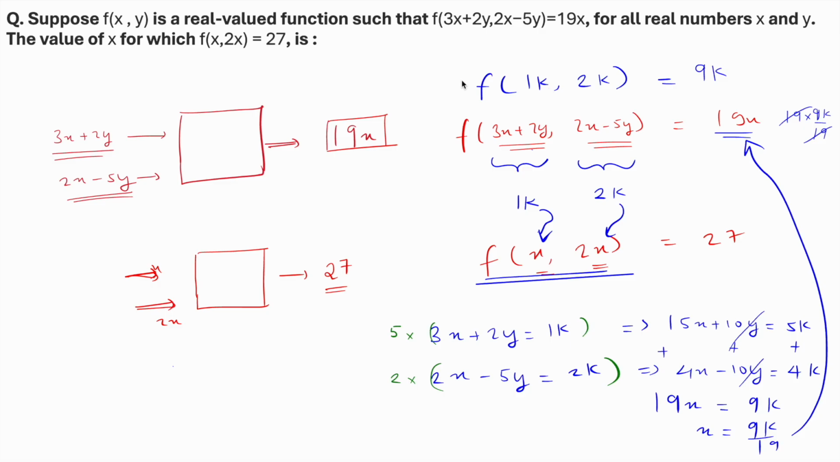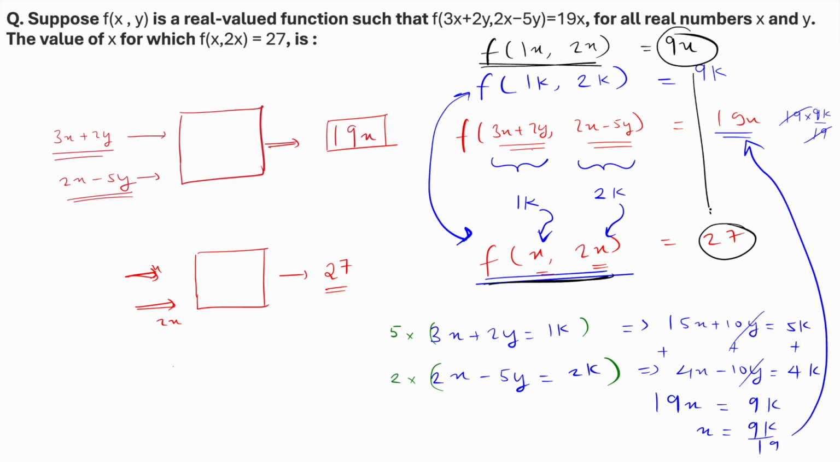Now what I've got is a form which is pretty identical to what we have in the question, just that I've replaced k with x. So if I replace k with x here, I'll get f of 1x comma 2x is equal to 9x. Bingo. Now I've got the same left hand side as the question, so I only need to compare the right hand sides. 9x should be 27. If 9x is 27, then obviously x will be equal to 3, and that's the answer to my question.